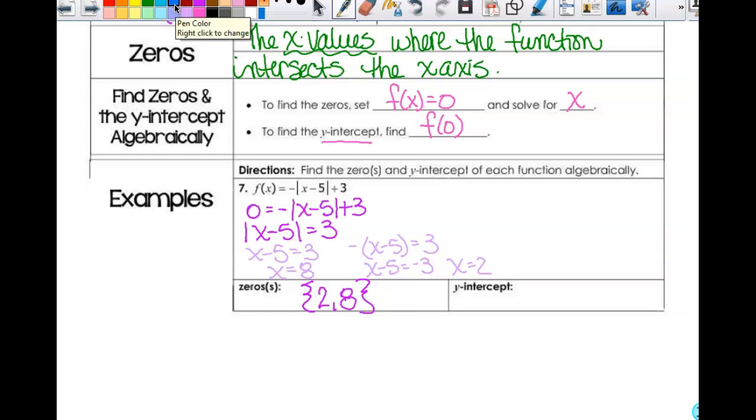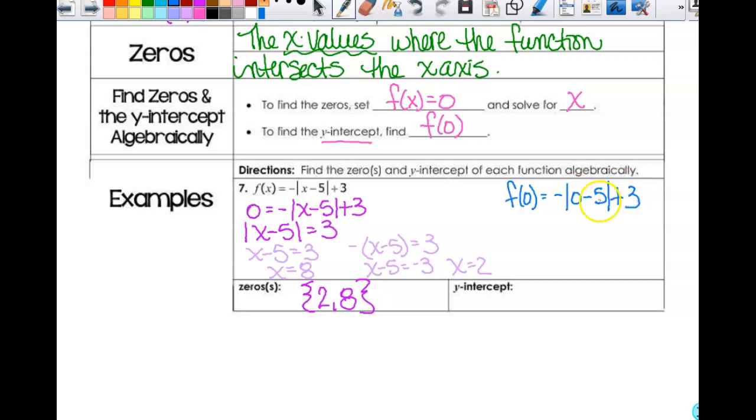So now I need to find the y-intercept. Y-intercept is when x equals 0. So if I find f of 0, I'm just going to substitute 0 in everywhere there's an x. So it's negative absolute value of 0 minus 5 plus 3.